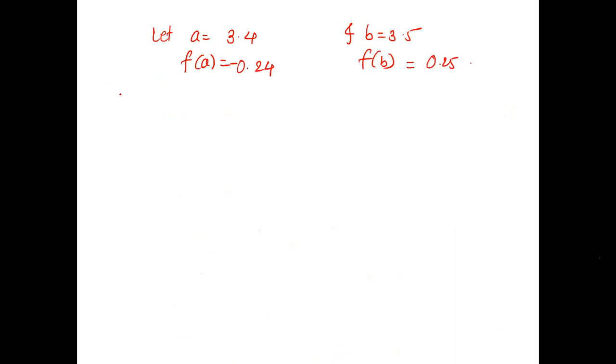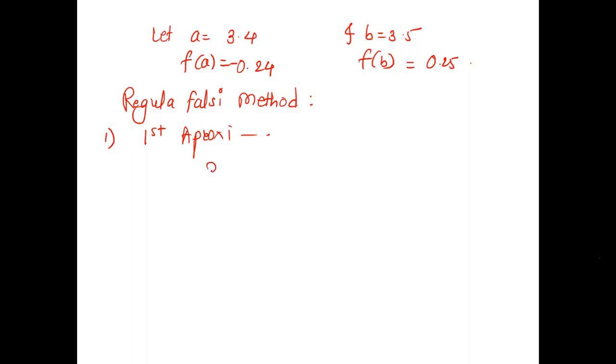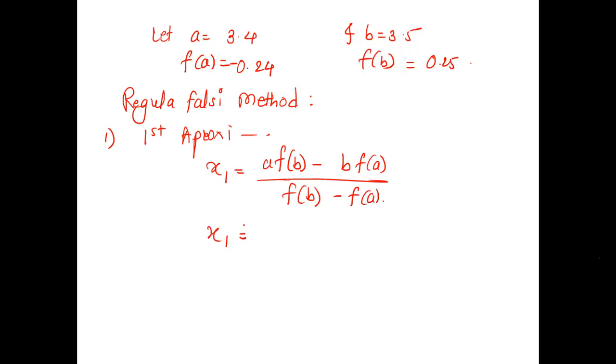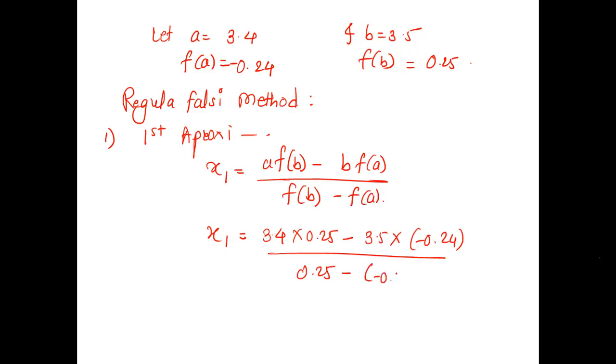So we have to solve by the regula falsi method. There are iterations and approximations. So the first approximation, that is x1. The formula is (A f of B minus B f of A) upon (f of B minus f of A). So put the values there. A is 3.4 into f of B 0.25, minus B 3.5 into f of A minus 0.24, upon f of B 0.25 minus minus 0.24.